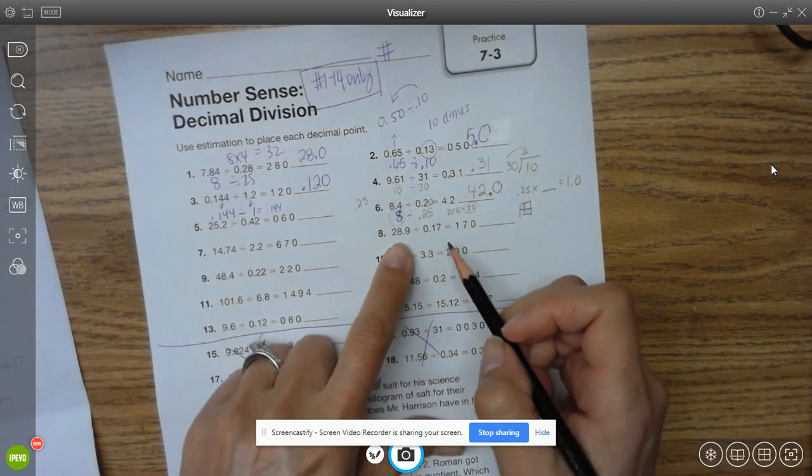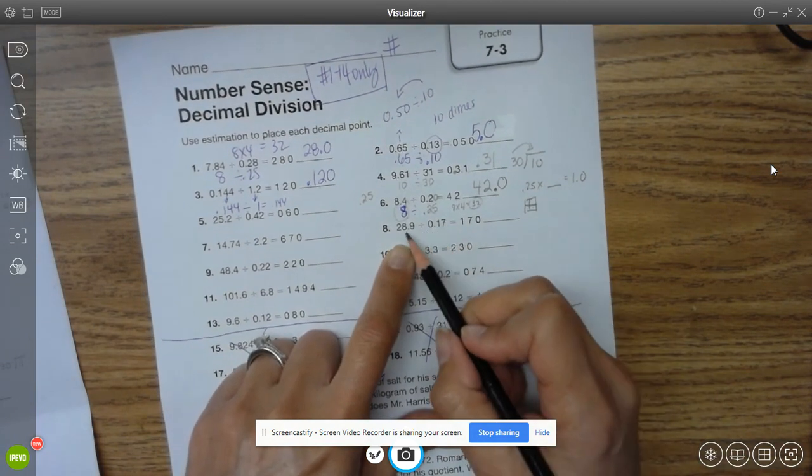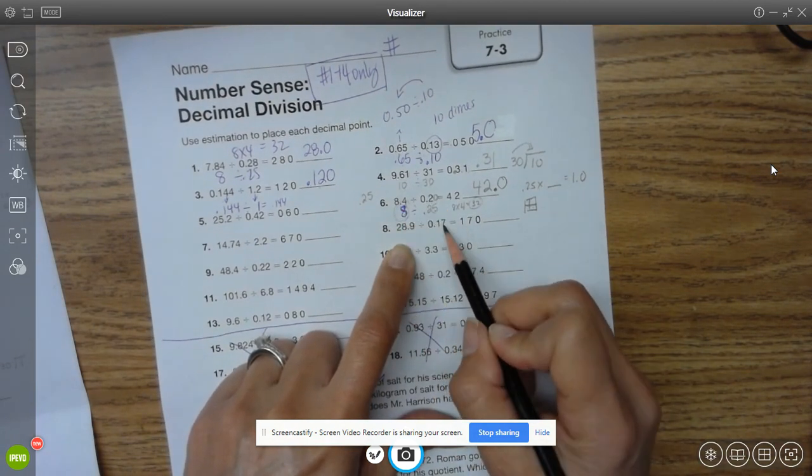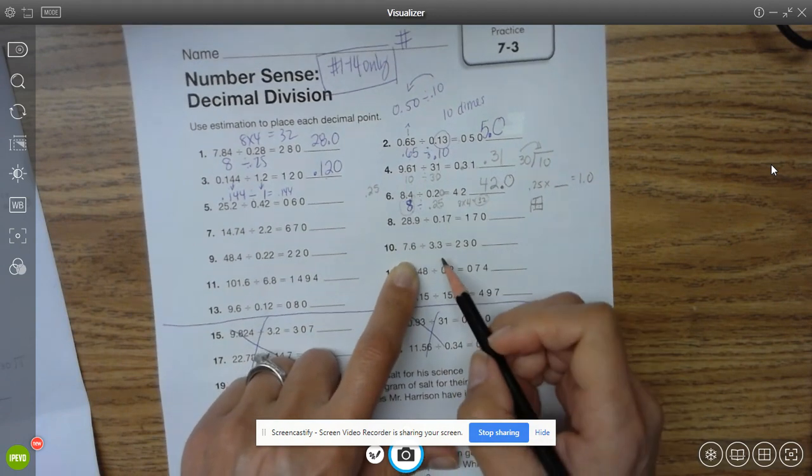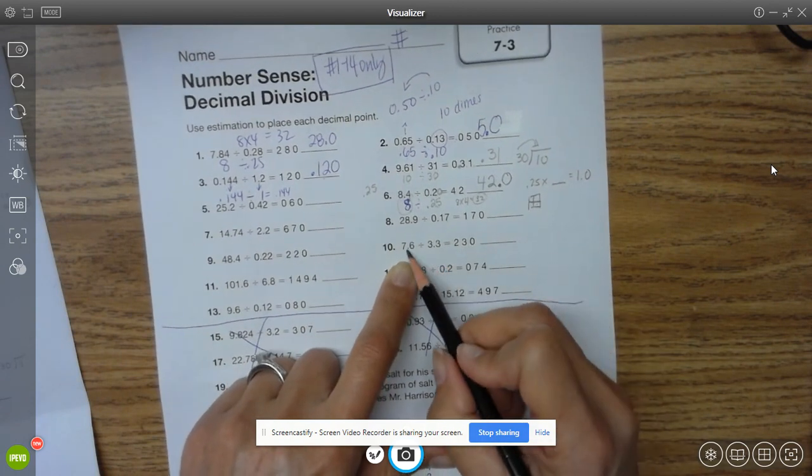Okay, number 8. Actually, you know what? We can skip that one. It looks very similar to this. Do the same process. Okay, let's skip over to number 10.